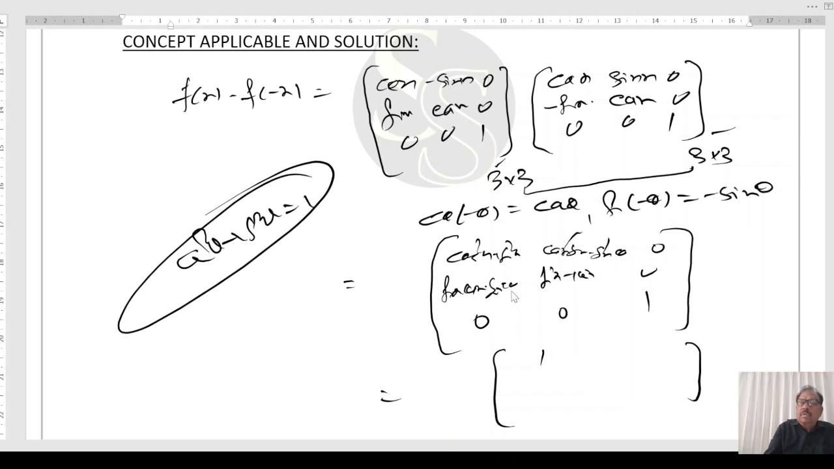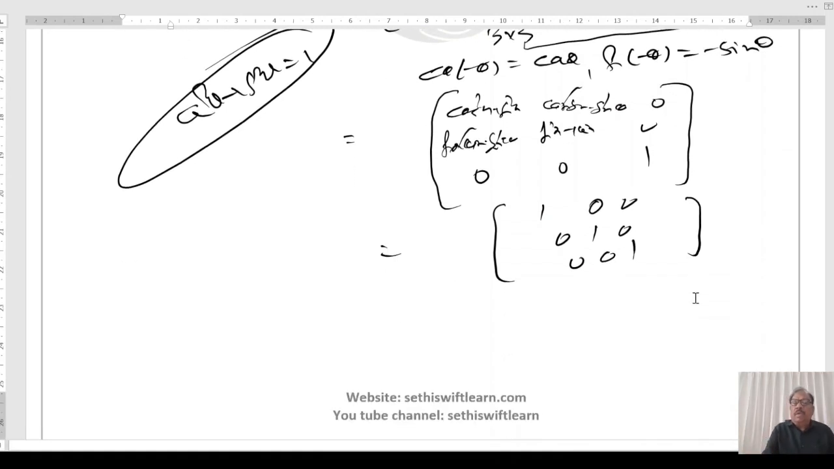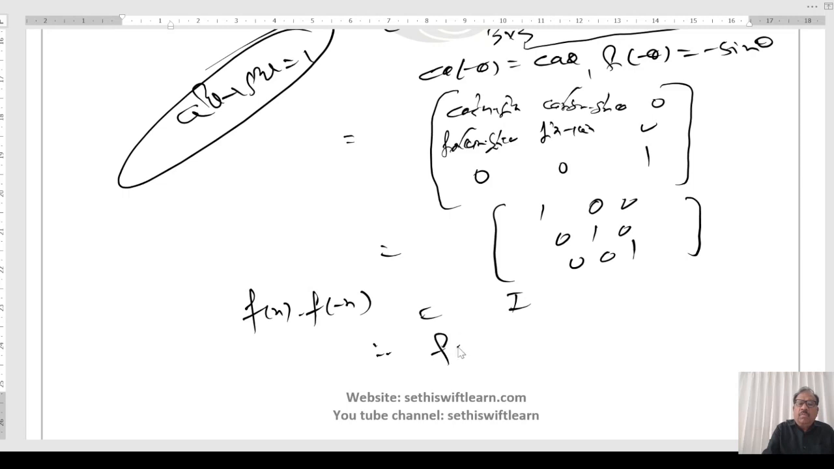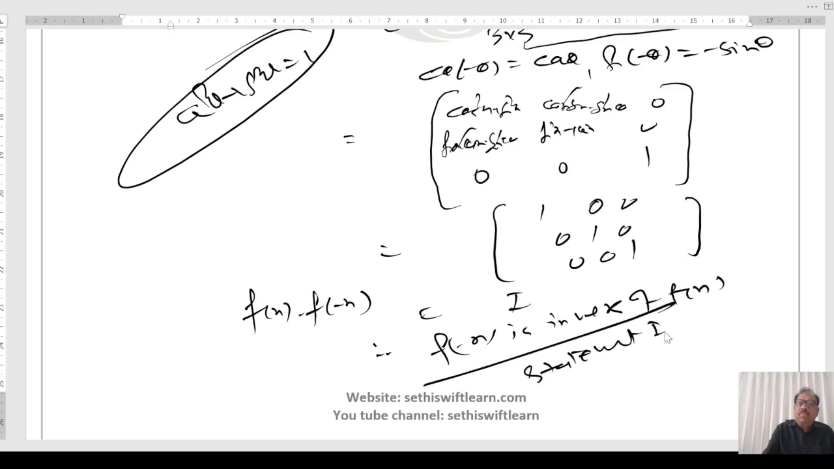These cancel each other, and we get [1 0 0; 0 1 0; 0 0 1]. It means that it is I. f(x) into f of minus x is I. Therefore, f of minus x is the inverse of f(x). This statement is true. Statement 1 is true.